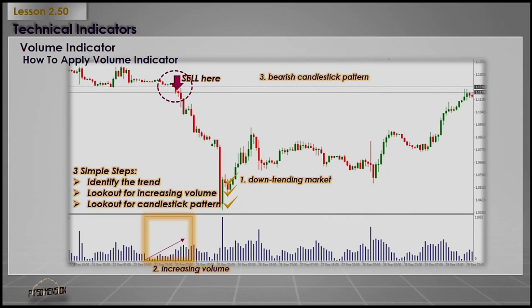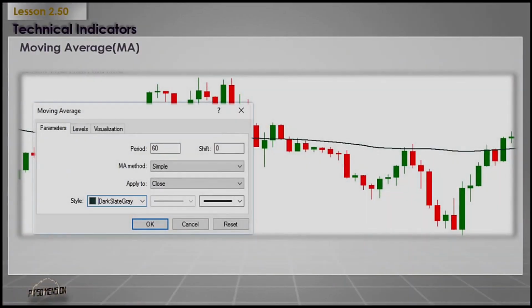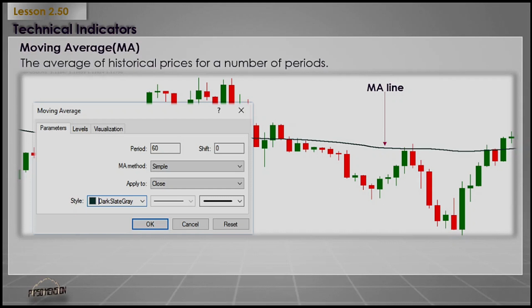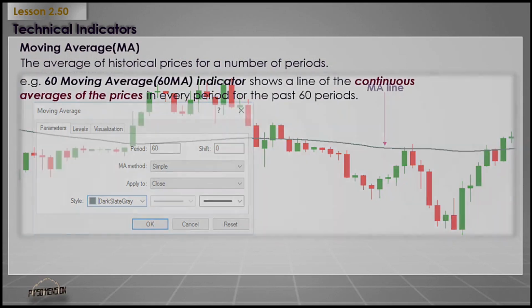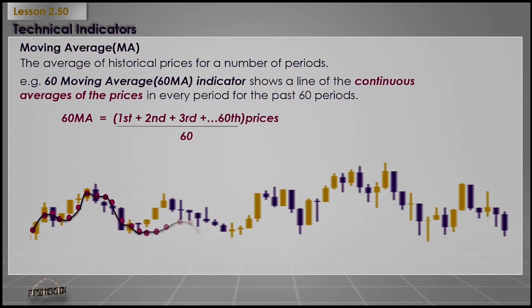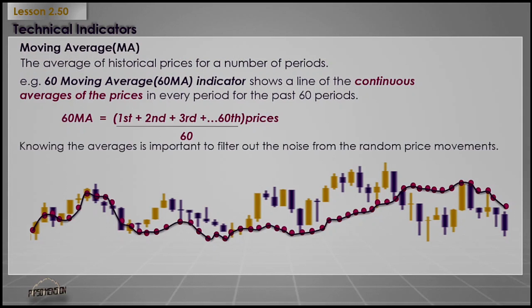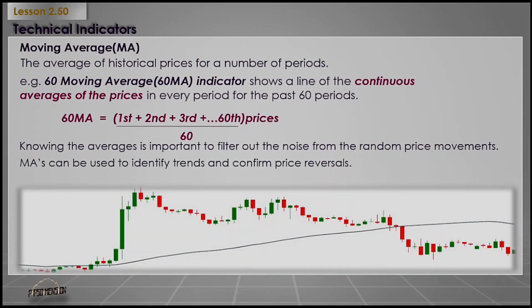Alright, the next indicator I'm going to discuss is the moving average. When we talk about moving average, it is the average of the historical price for a number of periods. For instance, when you select the 60 moving average indicator, it shows you the line of the continuous average prices for the past 60 periods. Moving average is one of the commonly used indicators in the market. Knowing the average value is important to filter out the noise from the random price movements. Moving averages can be used to identify trends and also confirm price reversals.